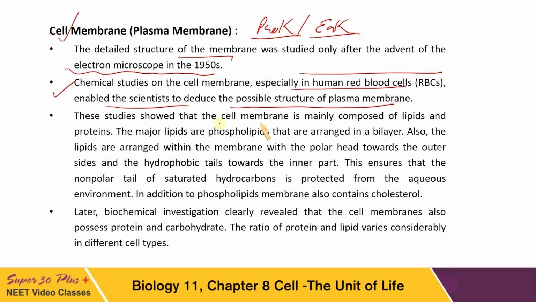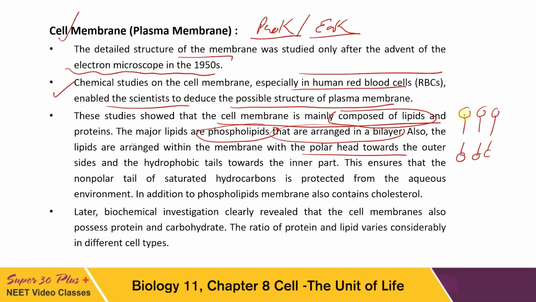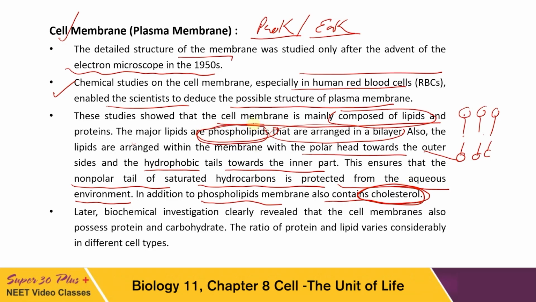These studies show that the plasma membrane is mainly composed of lipid and protein. The major lipid is phospholipid, arranged in a bilayer. You see here the molecules of lipids, with their polar head towards the outer side and the hydrophobic tail towards the inner part. This ensures that the non-polar tail of the saturated hydrocarbon is protected from the aqueous environment. In addition to phospholipid, the membrane may also have cholesterol. These are the important phospholipid compounds.